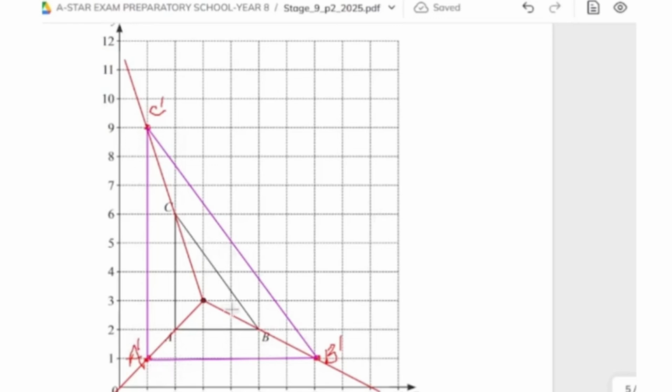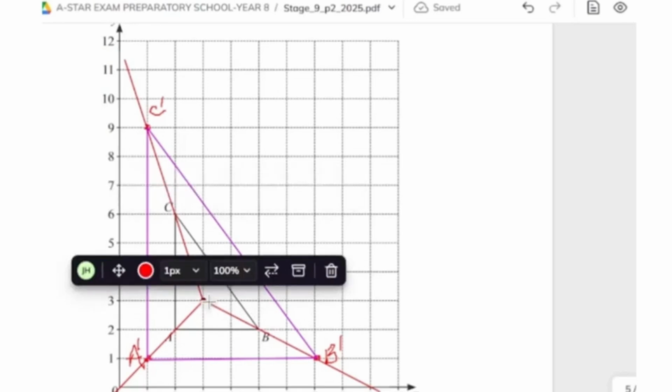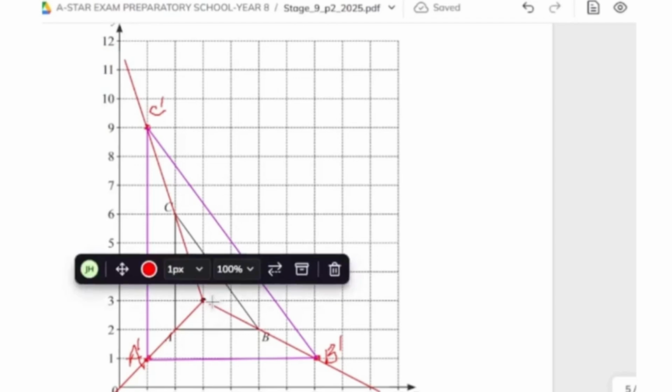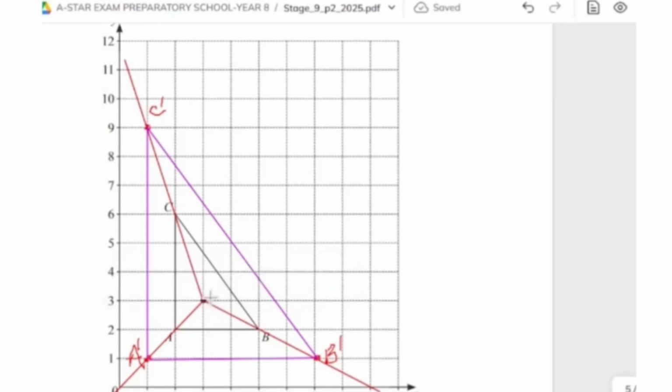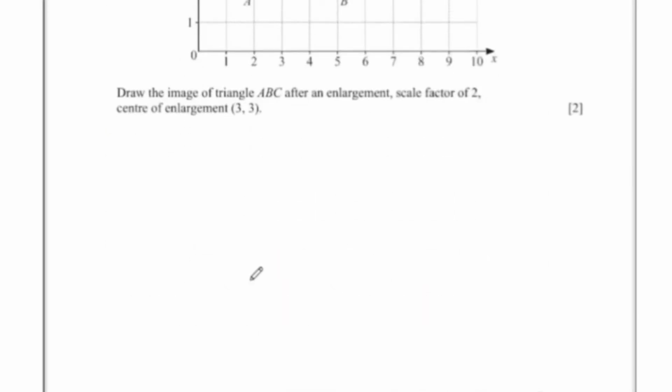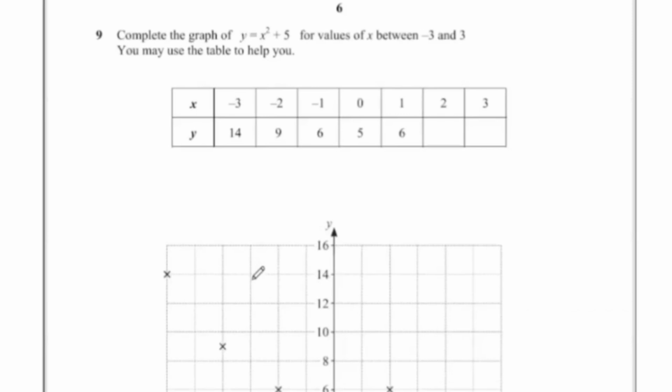So in order for you to do an enlargement, you need to project the center of enlargement to pass through each of the vertices. Then from there, you locate the images of the original vertices. Then you'll be able to draw your enlargement accurately. So we are done with question 8. I'll move over to question 9.